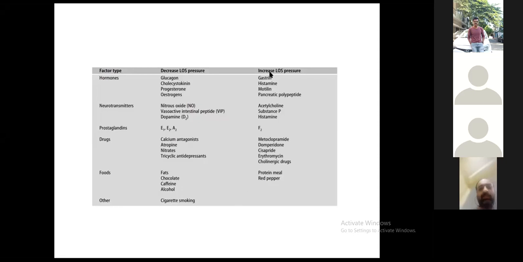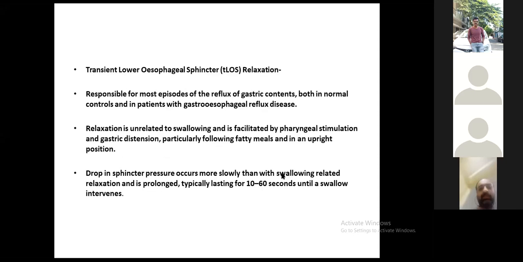Next, gastritis. Next, a high protein diet as well as consumption of spicy food increases the lower esophageal sphincter pressure. So finally, a slide on the transient lower esophageal sphincter relaxation, which explains the role in gastroesophageal reflux disease.